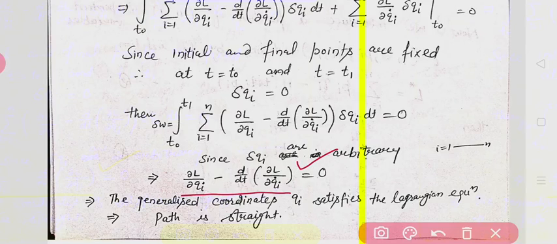If q_i as a function of t and alpha is satisfying the Lagrangian equation, what does it mean? That means the path along which the system is moving will be the state path. So that was the proof of the Hamilton first principle.